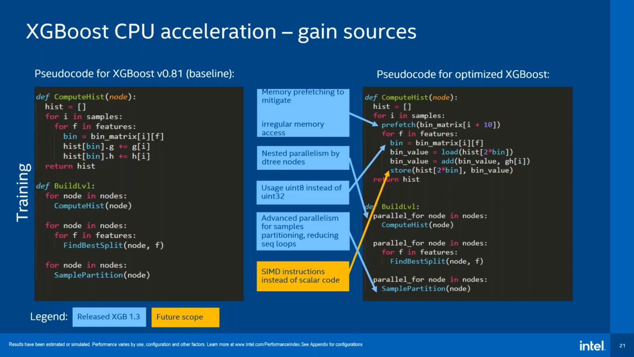We used lower precision for the histogram building, and if you noticed, we went with int8 instead of int32. That helped a lot. Advanced parallelism for the sample partition function reduced the sequential loops. And all this without even yet going to the SIMD instructions, full blast with AVX-512. So that is what is planned in the next step.